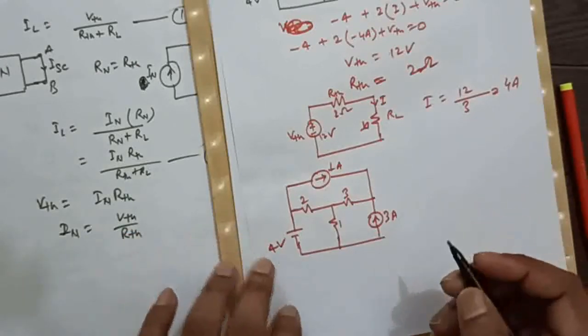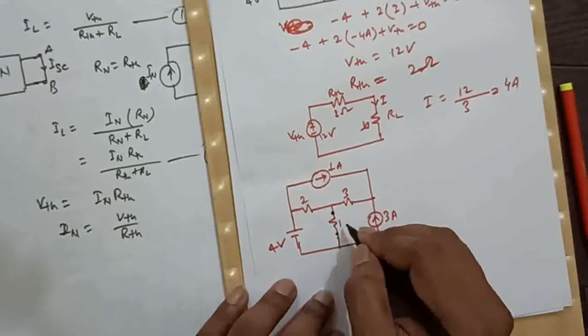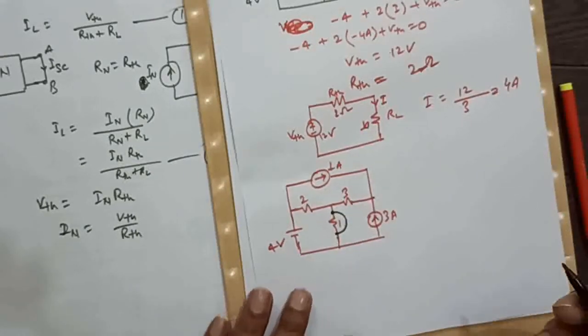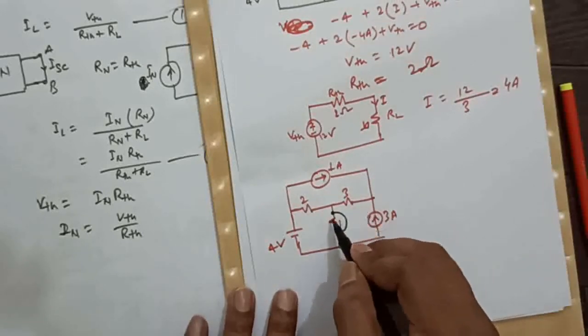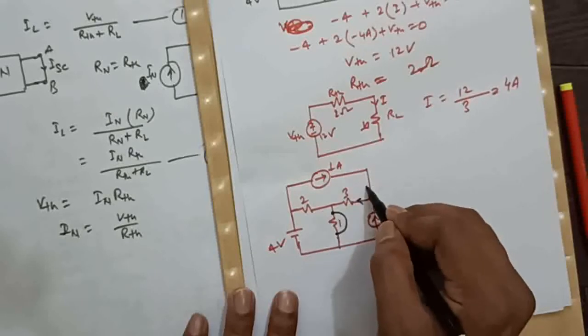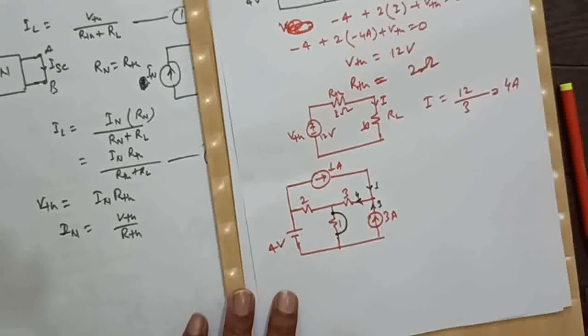Now to find Norton's equivalent circuit, what you have to do? First step is to find the short circuit current. We have to short circuit this, right? After short circuiting, we have to find ISC. What is ISC? Now see, this is 1 amps, this is 3 amps, so this will be 4, right?